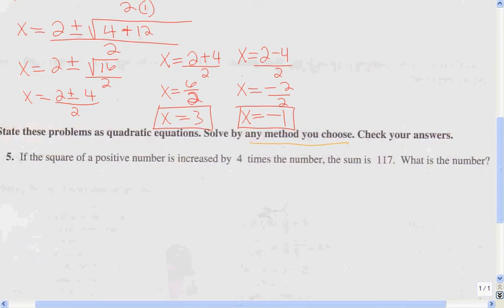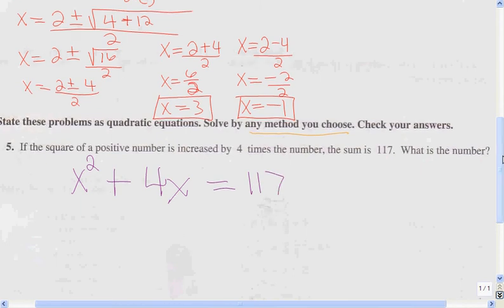All right, so the word problem says if the square of a positive number is increased by 4 times the number. So we've got the square of a positive number is increased, so we add by 4 times the number, plus 4x. The sum is 117, so it equals 117.